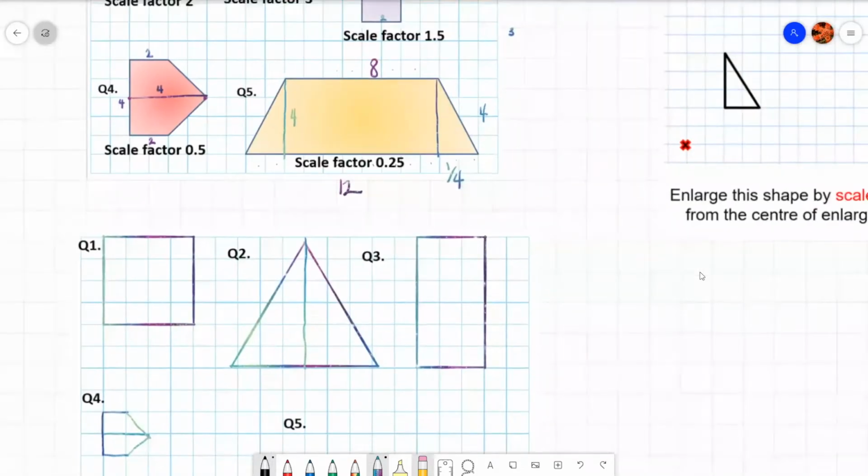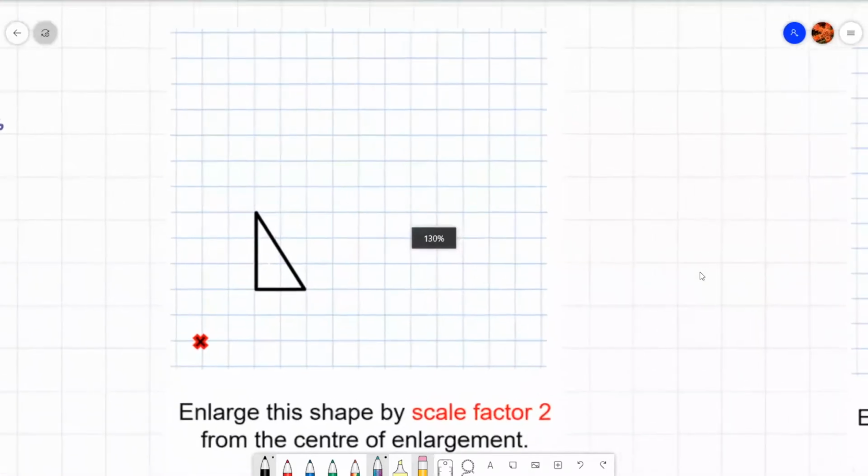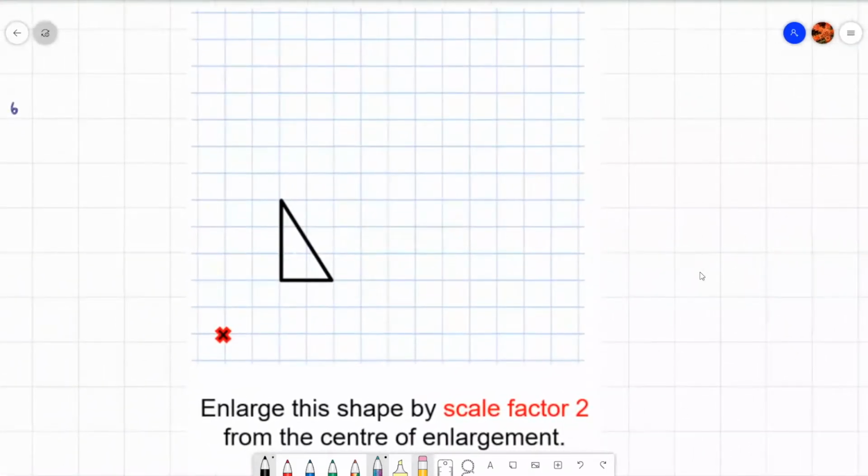But sometimes you might be given a question where you have to enlarge this shape by a scale factor of 2 from the center of enlargement. Okay, so when you have a question like this is what you have to do. What you do is you get to your shape and you count the distance. So from here to here, I've got 2 across and 2 up. Well, I'm going to enlarge the shape by a scale factor of 2. So the distance to my shape is going to be doubled. So 2 times 2 is 4. Obviously, the height will be 4 and the across will be 4.